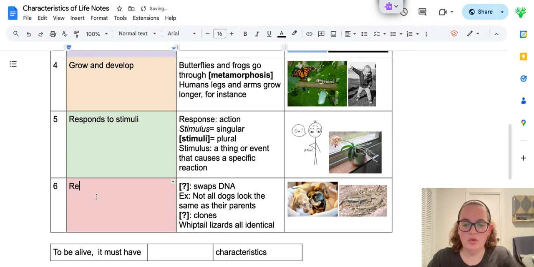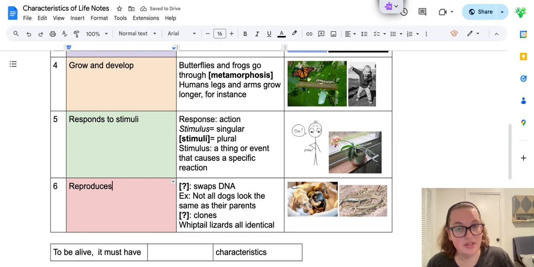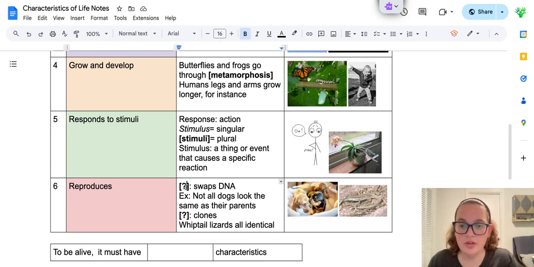Lastly, reproduces. Okay, so there's two types of reproduction that we're going to be talking about. The first one is called sexual reproduction, and that's when organisms come together and swap DNA. That can be for things like dogs. Example, not all dogs look the same as their parents.